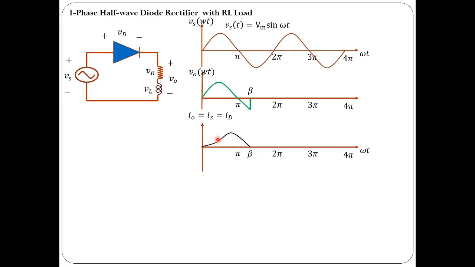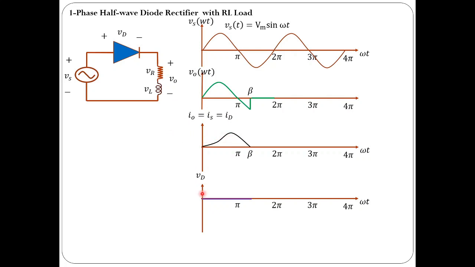And how do you find the mathematical expression for the current through the load? During 0 to beta, the source voltage is the same as the load voltage, because the diode is conducting and the voltage across the diode is equal to 0. So simply Vs, that is Vm sin omega t, is equal to R into i0 plus L into di0 by dt, where R is the resistance value and L is the inductance value. Solve that equation and you get the mathematical expression for the output current.